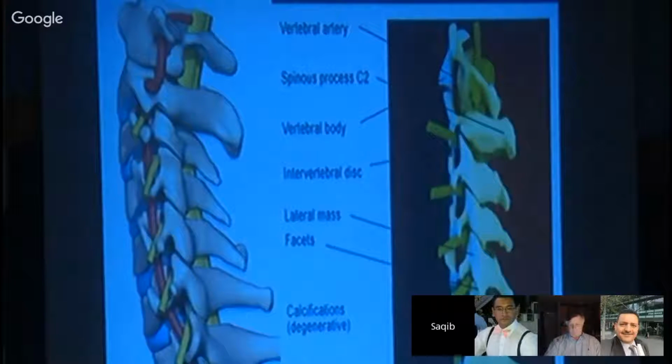And so this is important to know because basically this is the anatomy that you should know when you're putting your lateral mass screws. That's why you go up and laterally, up to avoid the nerve and then laterally to avoid the vertebra.